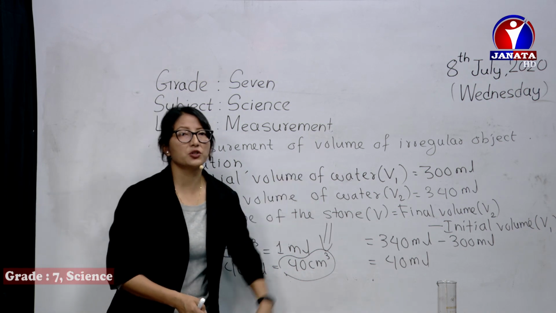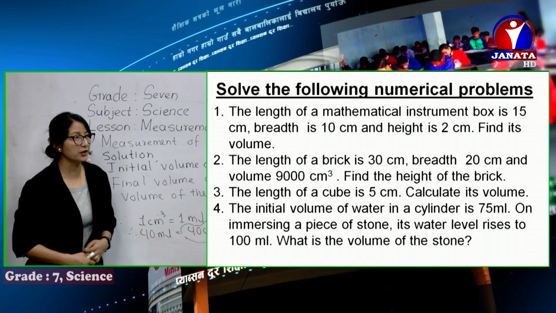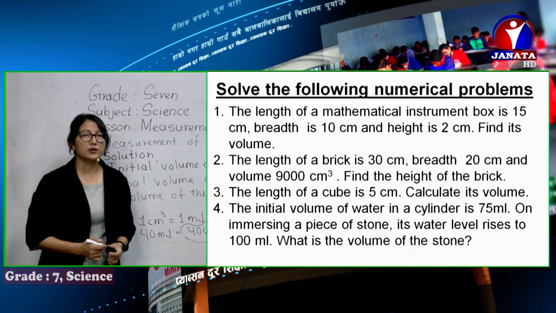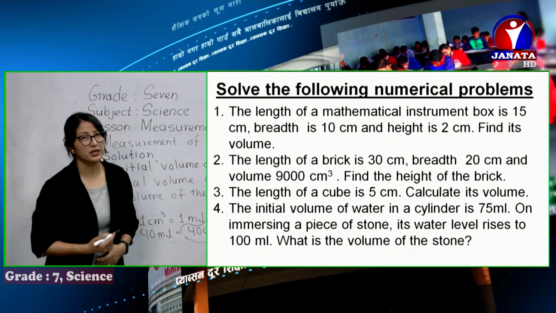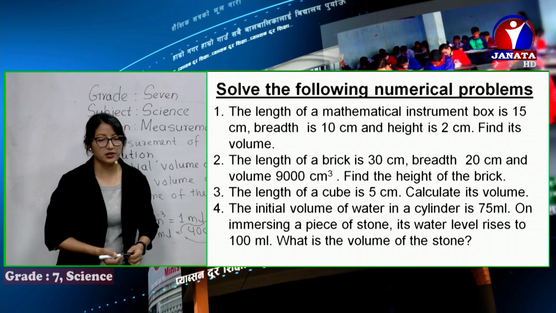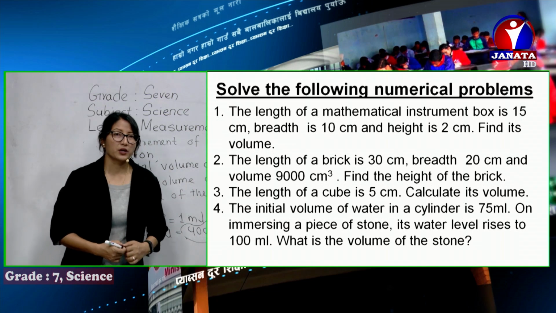You can solve some of the numericals. Some problems are given here, related to calculation of volume of regular and irregular objects. A few problems are given here. You can practice this. I hope you enjoyed the class.